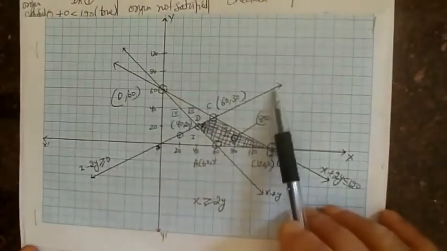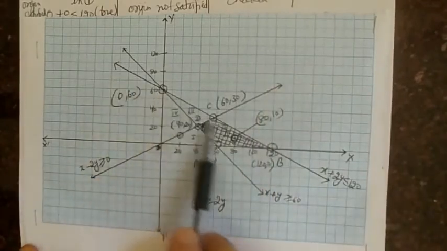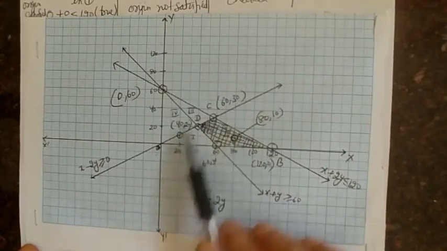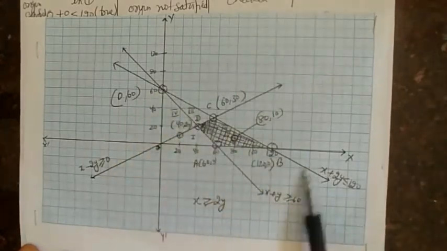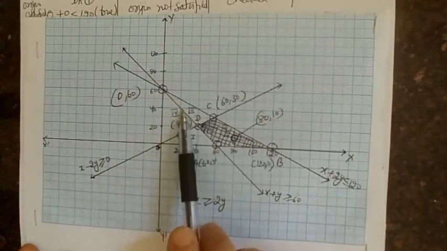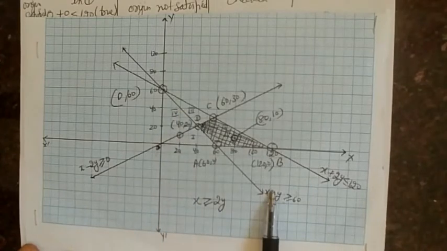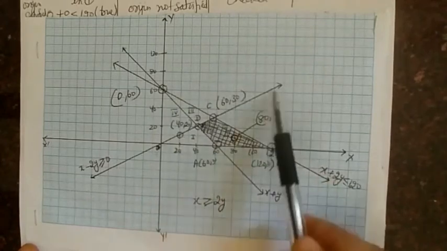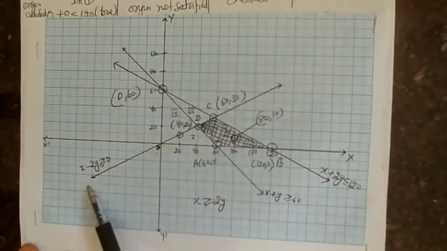This is your x minus 2y greater than or equal to 0. This is the line. For x plus 2y less than or equal to 120, origin is satisfied, so shading will be towards this side. You have to keep it in mind. And for the inequation x plus y greater than or equal to 60, origin is not satisfied, so shading is towards this side. And this is the line which is passing through the origin.